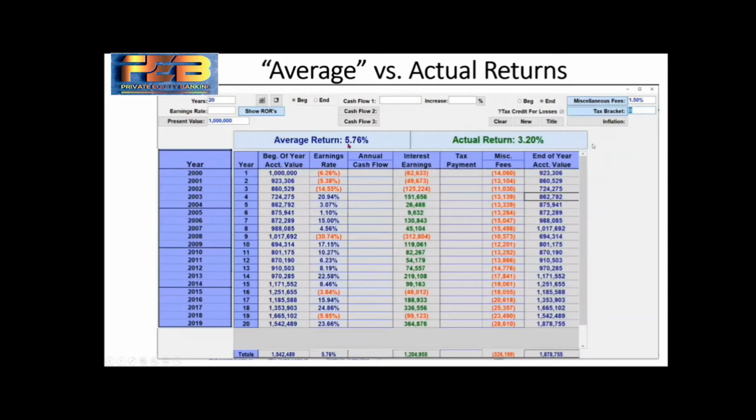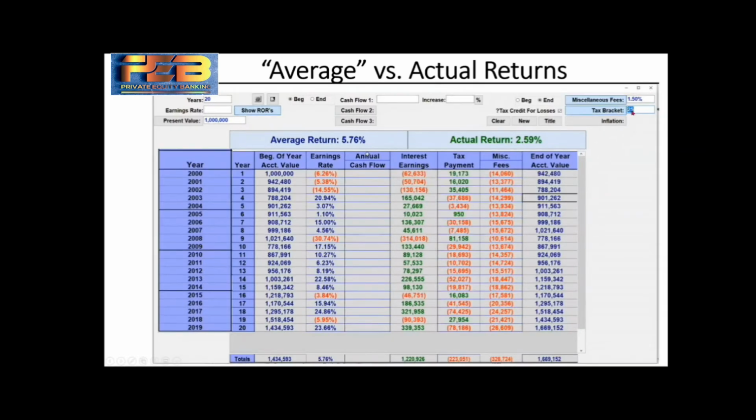We go from an average rate of return of 5.76, and we add in the miscellaneous fees, both the hidden and the non-hidden, and we get about a 3.2% actual return on this portfolio. Add in the tax bracket of 25%, and look what happens. Now we go from an average rate of return of 5.76 to 2.59. Let that sink in. It's almost half the money going to taxes and fees that we're told the Dow Jones has made over the past 20 years.